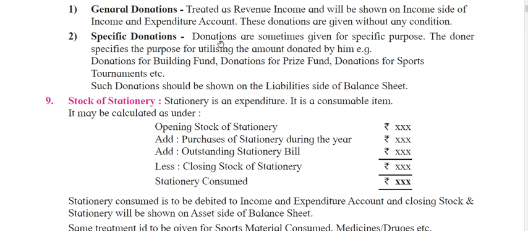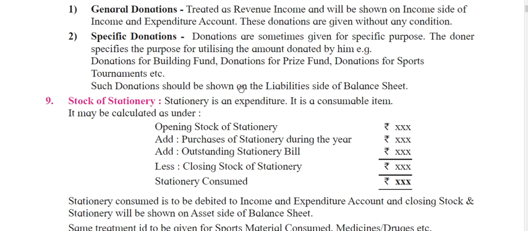And specific donations are sometimes given for a specific purpose. The donor specifies the purpose for utilizing the amount donated by him. So the donor who is donating the amount will specify for what purpose. Suppose, for example, donations for building fund, donations for prize fund, and donations for sports and tournaments, etc.